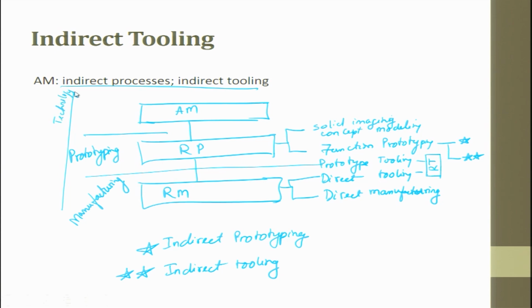If I draw a diagram till here, it is called additive processes, and here it is non-additive processes. So, you are trying to make a product which is not directly added, but you make a tool and from that tool you make a product. So, this diagram is very, very important. Functional prototyping leads to indirect prototyping, and then, looking forward from this, an offshoot, you can take it to indirect tooling.